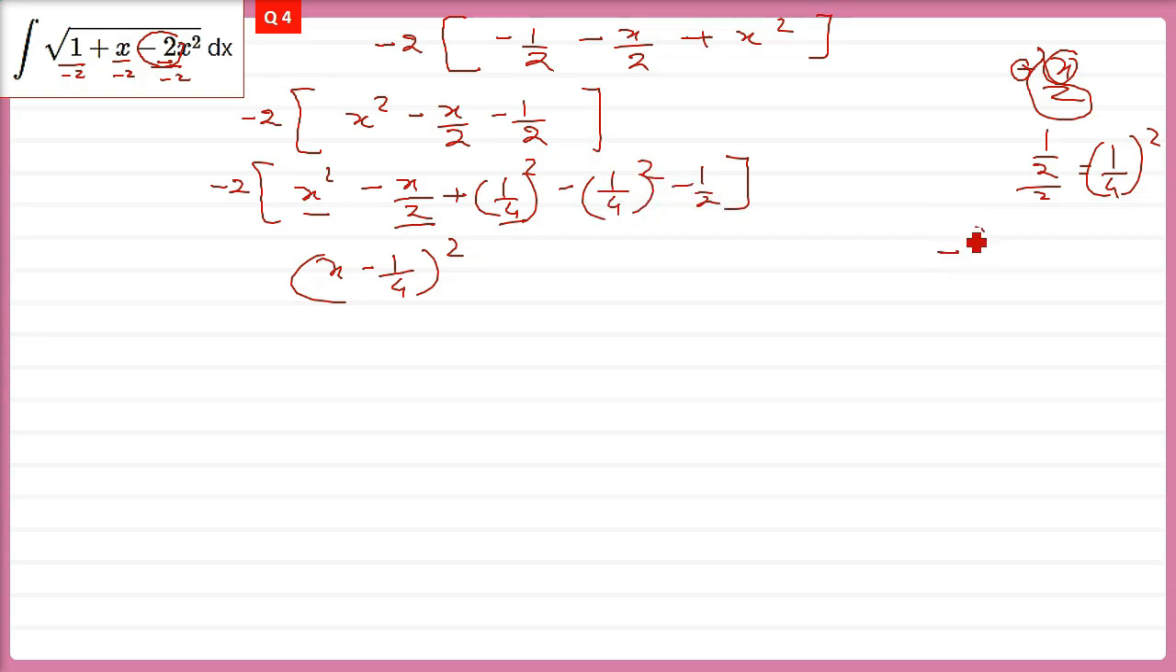You can take the negative common. 1/4 squared is 1/16, plus 1/2 will be there. So you can take the LCM and solve it. The better way is to take half outside first. 1/8 plus 1 will remain.